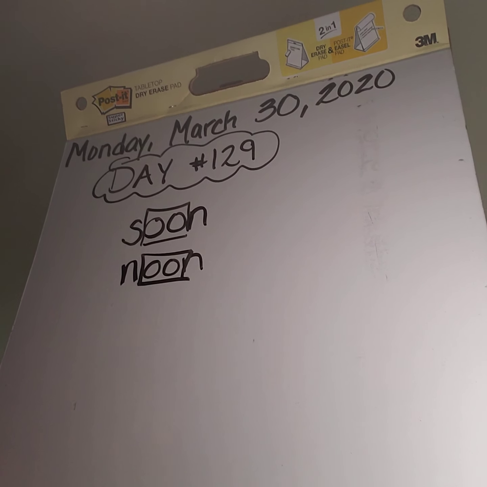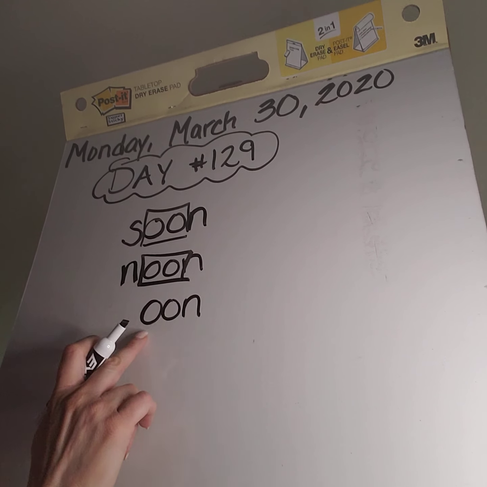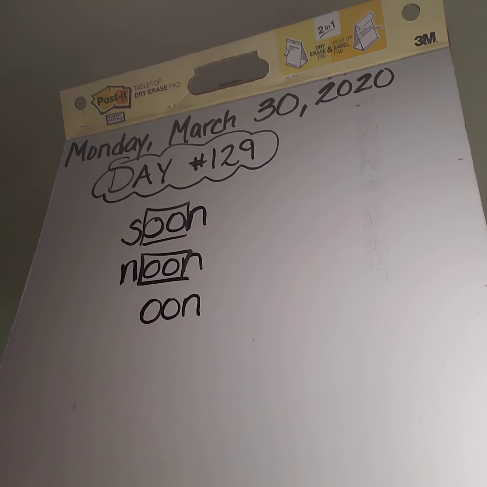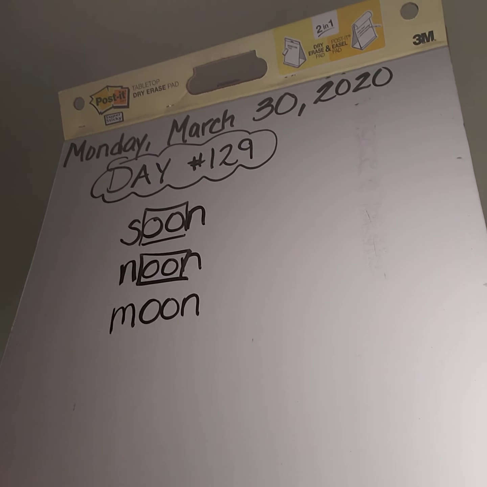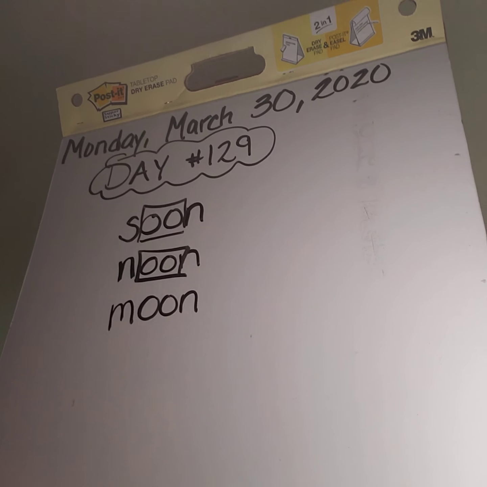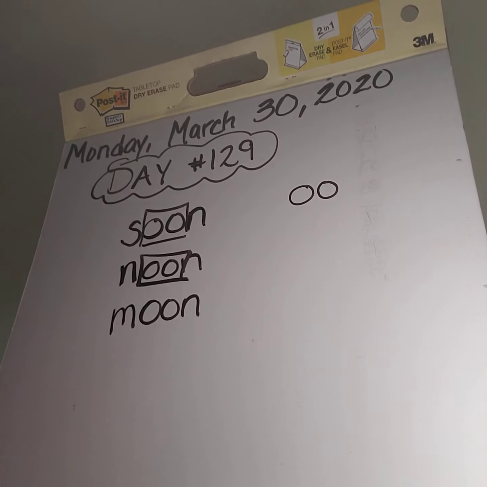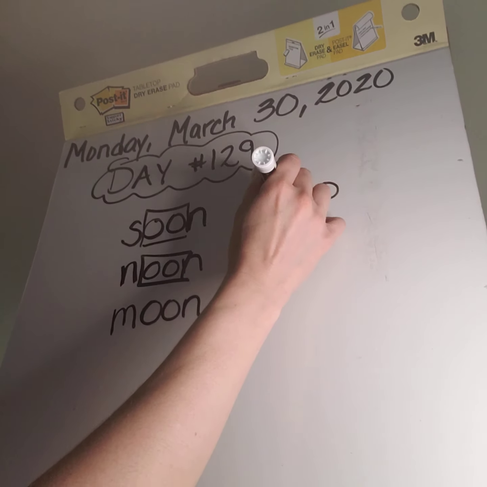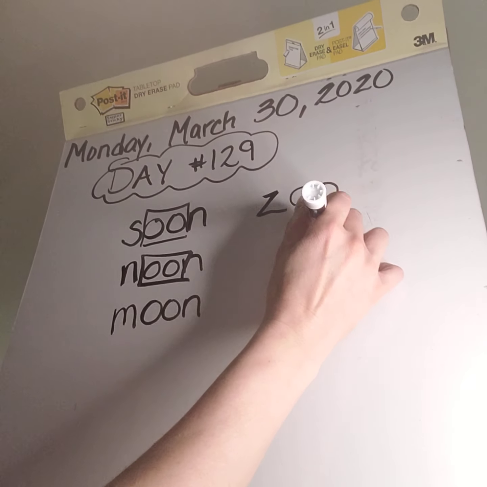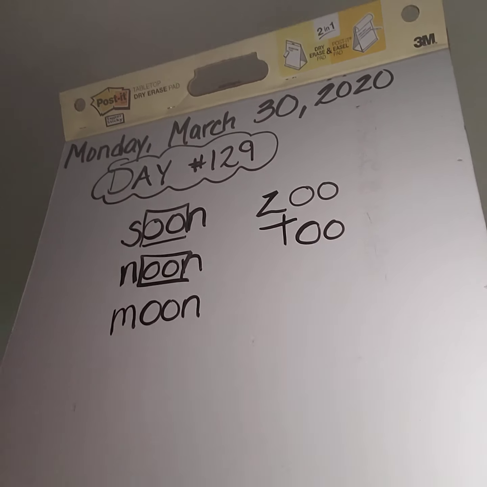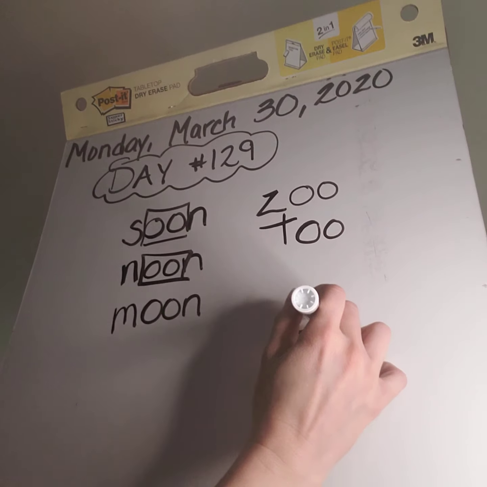Then I'm going to change the beginning again. Now we know that this ending says oon. So if I put an M in front of it, and M says m, we now make the word moon. Okay, so that is our first. Well, actually, I'm going to add a couple more. We know that that says ooh, so now it becomes zoo. Then I can change the Z to another letter, a T, which would make it too. And then one more for you.